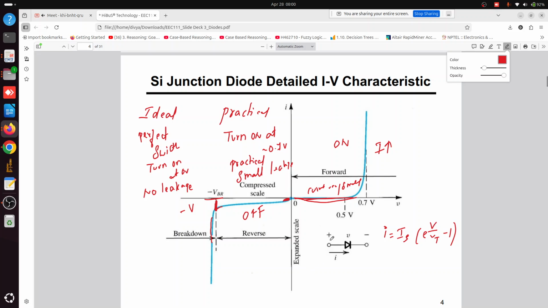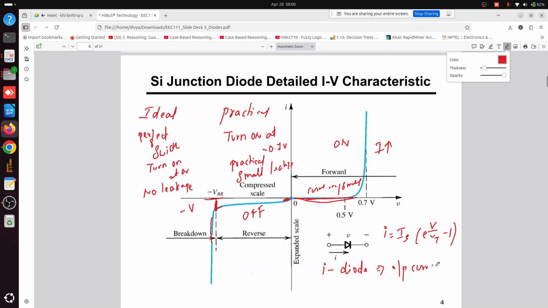So this I is the diode current. You remember this one. Generally in many cases it will be given as small i, or even with a suffix like ID. This is the diode current, the output current.